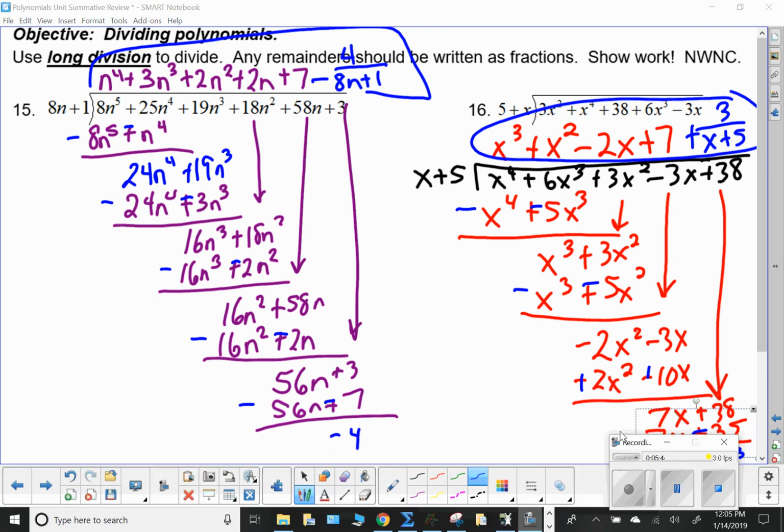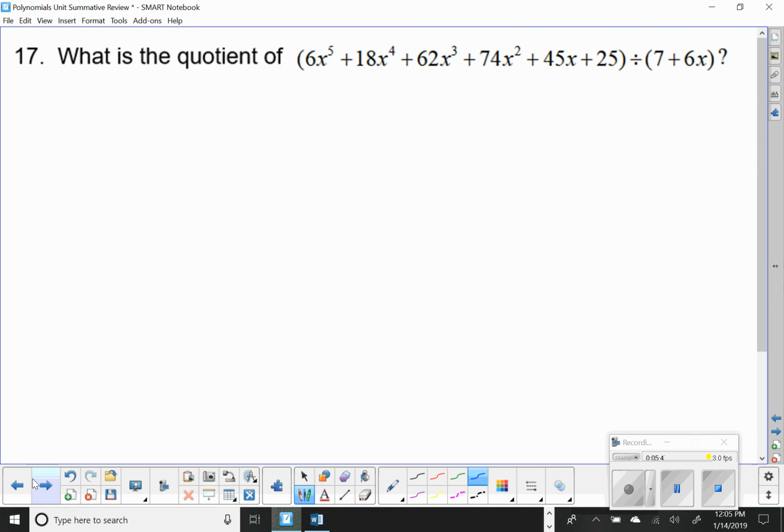Okay, next up, we get to this one. What is the quotient of this divided by this? Same thing, except now you can either put it in synthetic division or long division. It's really your choice. If you do synthetic division, you've got 5, 4, 3, 2, 1, 0. Great. Let's try that. We have 6, we have 18, 62, 74, 45, 25.